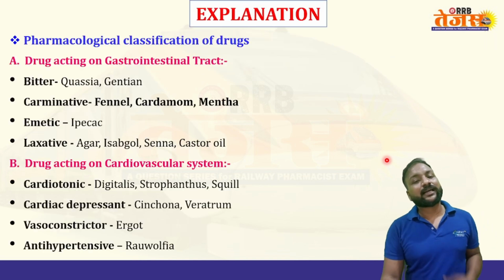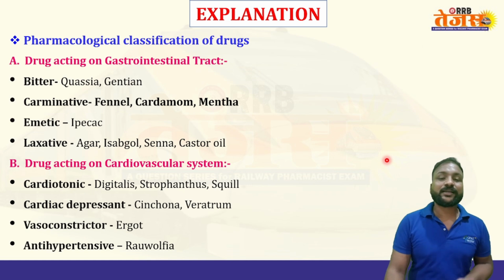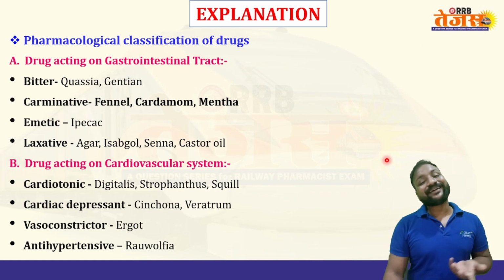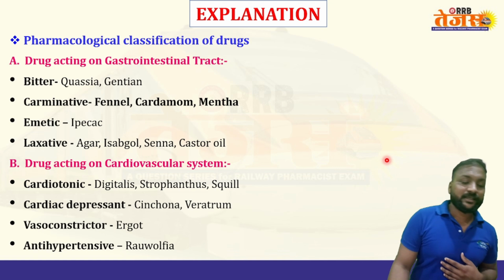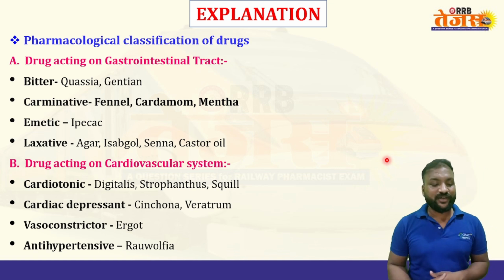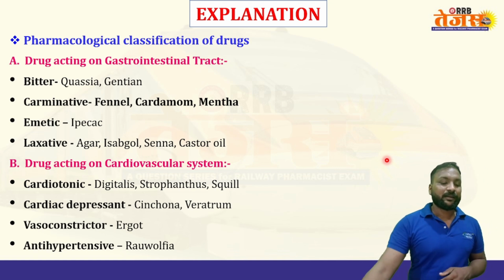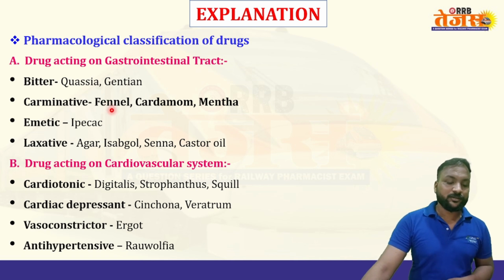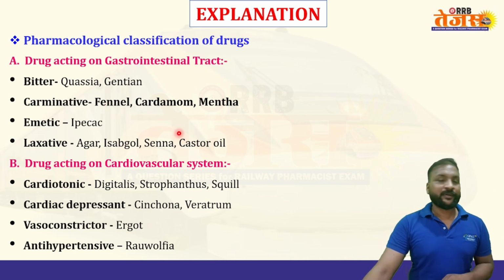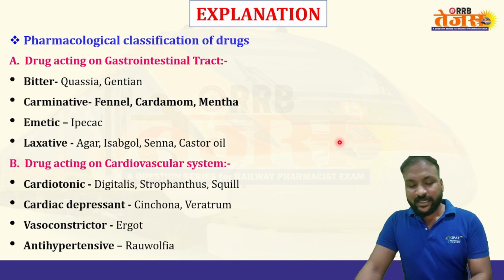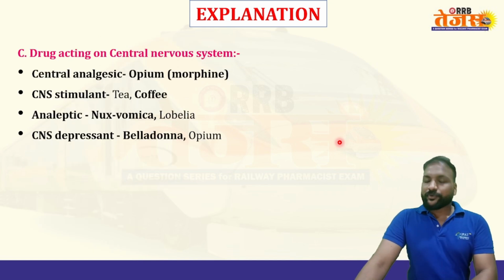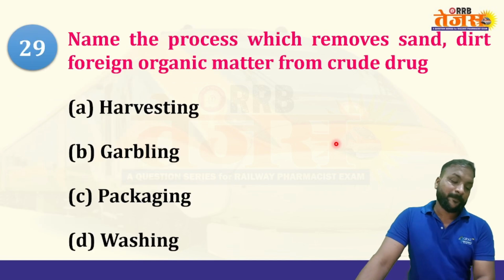That's the reason we take sauf, jeera, or anything immediately after having a meal. So the classification based on action is carminative, because fennel, cardamom and others are carminatives. And there are some more other examples. Please go through these things.